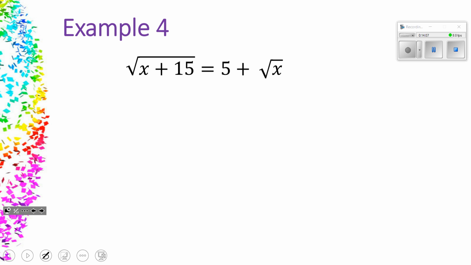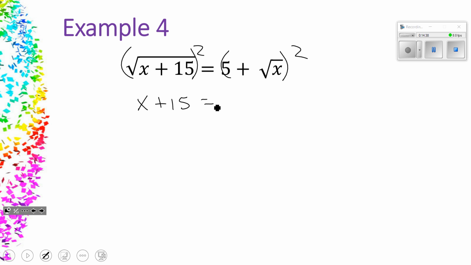All right, so here's my question. Can I get rid of both radicals at the same time? No. So get rid of one, isolate the other, then get rid of the second one. So do I have one that is isolated? Yes. So we can go ahead and square both sides. Okay, what happens here? Cancel, and we get x plus 15.